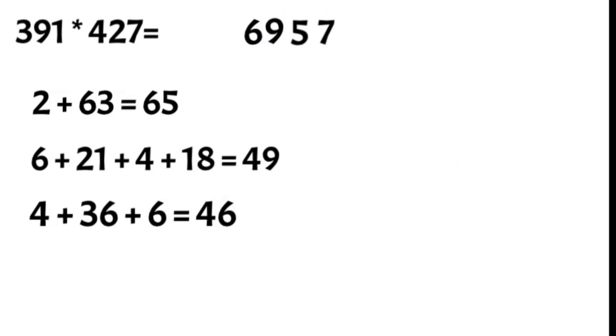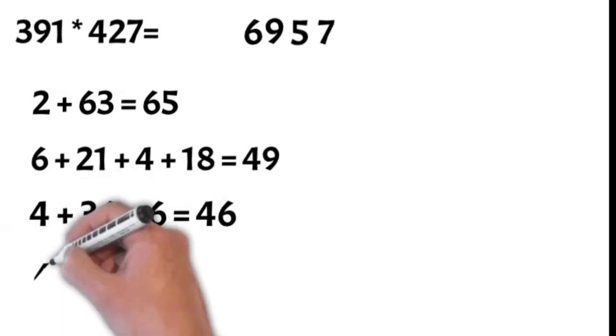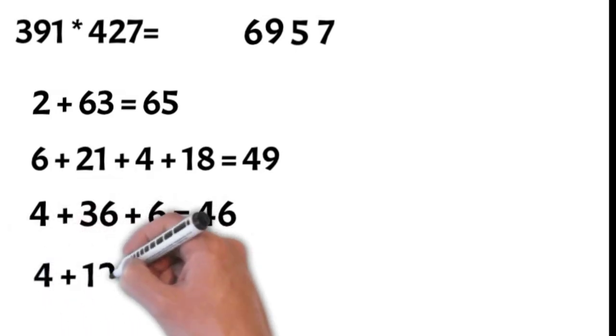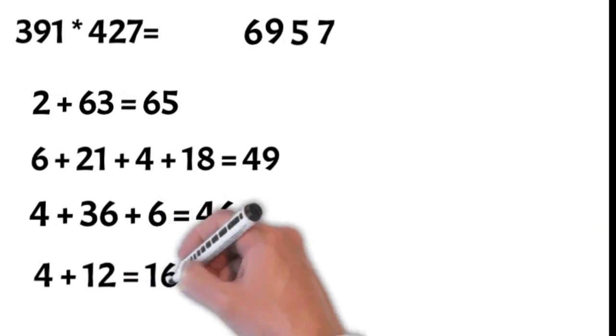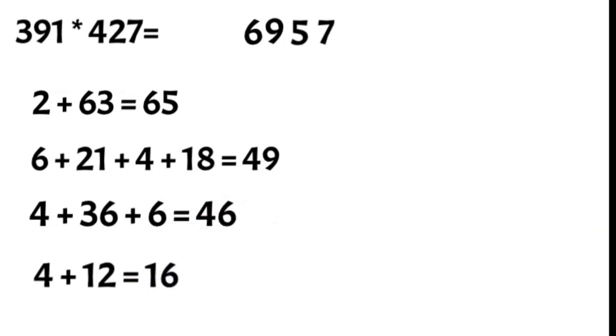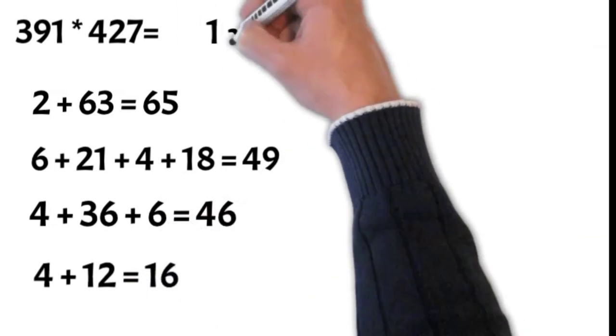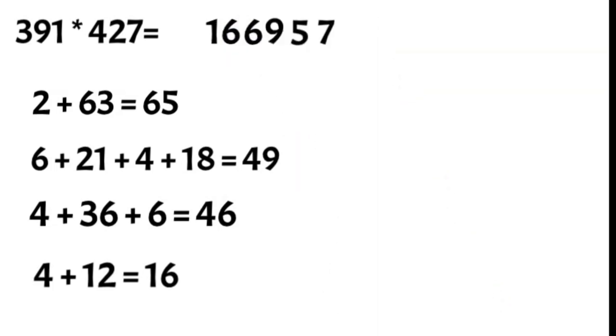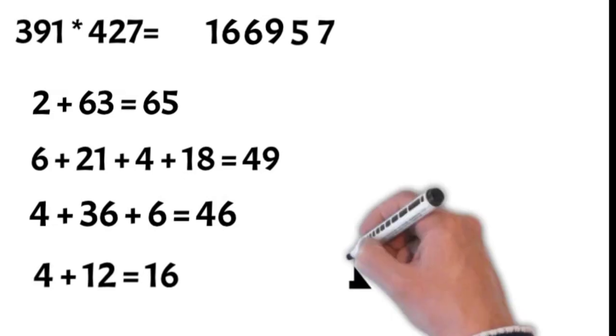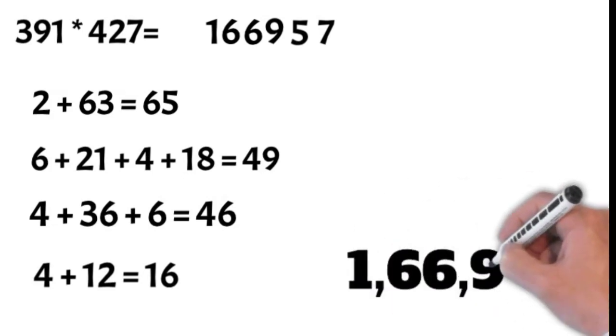In the last step, we have to multiply the first numbers up and down, that is 3 into 4 we get 12. Add 12 with the 4 which we got in the fourth step, we get 16. Now put 16 as the first two digits of your answer. 166957. That is 391 into 427 is 1,66,957. This is the step to multiply a 3-digit number with another 3-digit number faster.